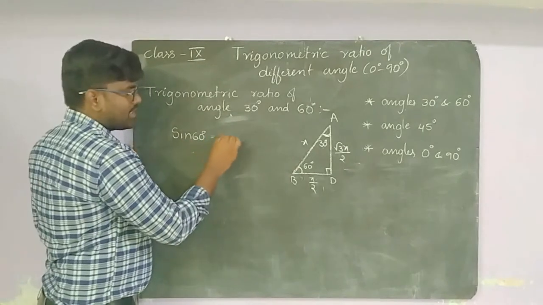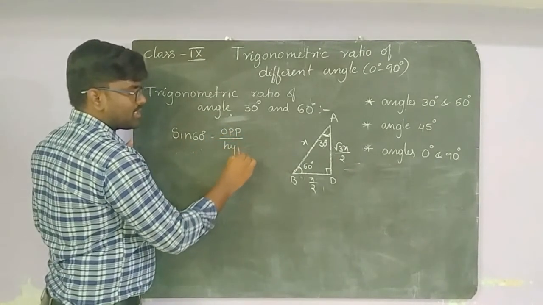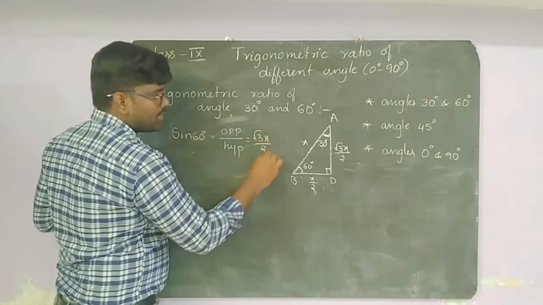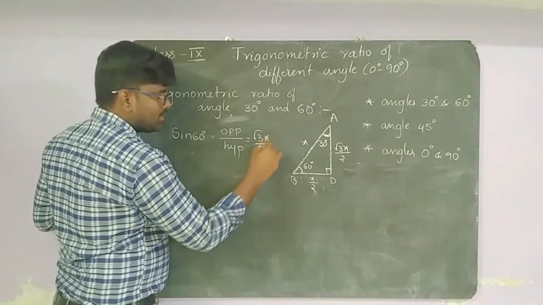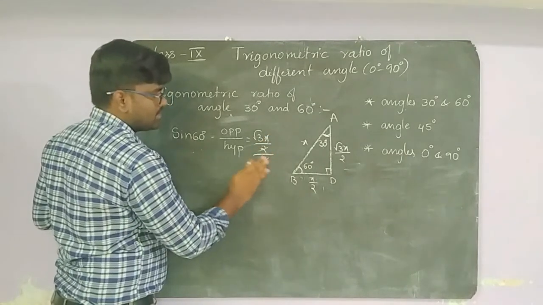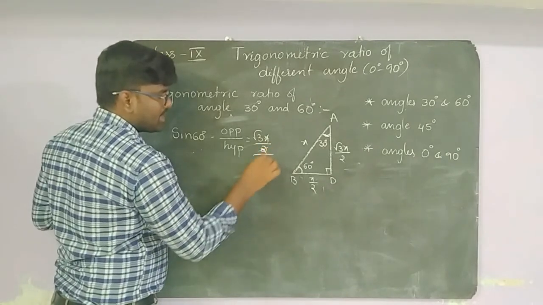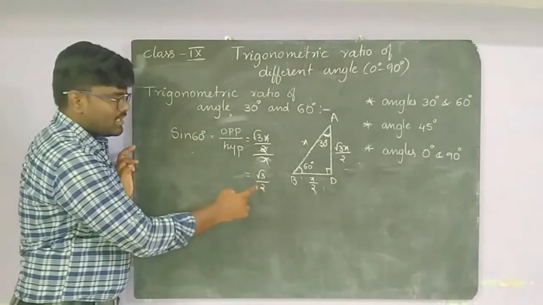Sin 60, what does it mean? Sin means opposite by hypotenuse. What is opposite here? Root 3 x by 2, by x by 2. And you simplify this one. Sorry, x. When you simplify this one, what are you getting? Root 3 by 2. That means sin 60 value is root 3 by 2.